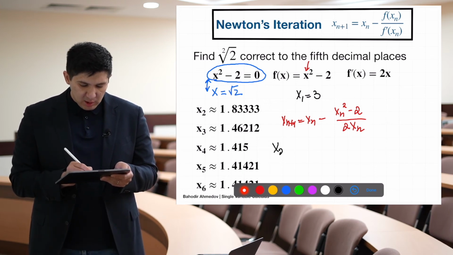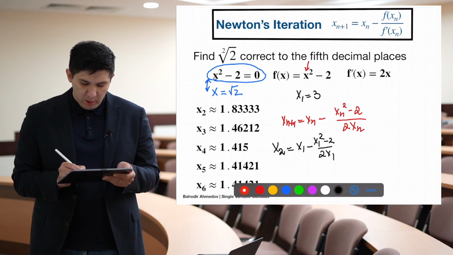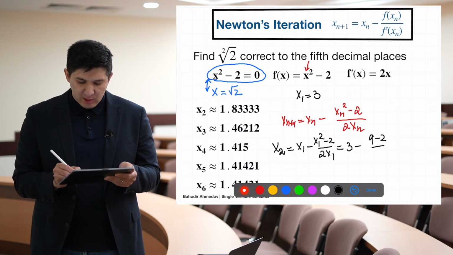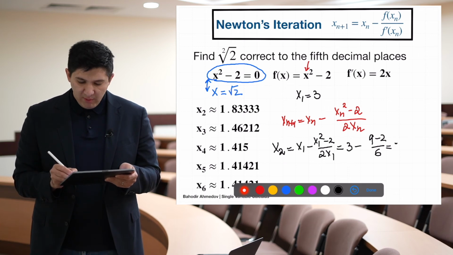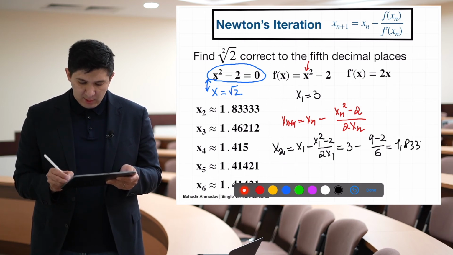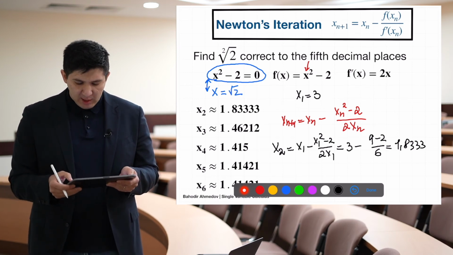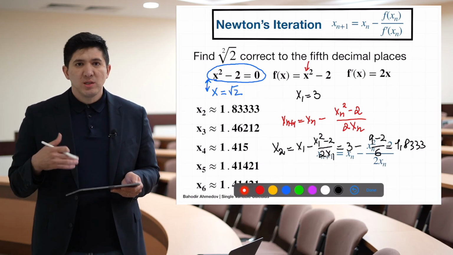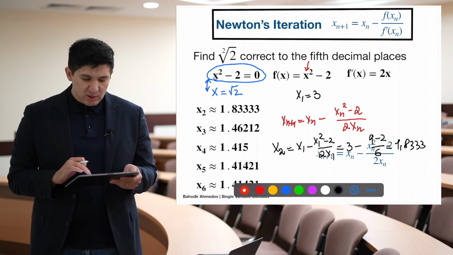x2 is equal to x1 minus (x1 squared minus 2) divided by 2x1. In this case, it's 3 minus (9 minus 2) divided by 6, which is 3 minus 7 over 6, roughly 1.8333. Then you can find x3 using the same equation, x4 using the same equation, and so on. Now I'm going to demonstrate the square root of 2 using animations. So let's try to do this.